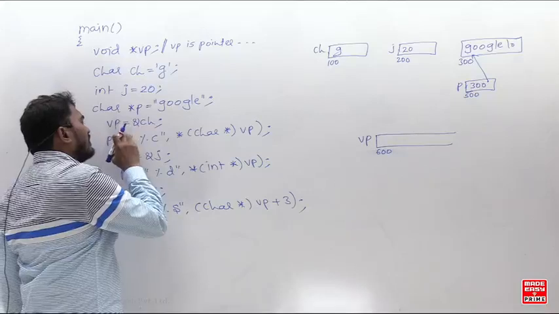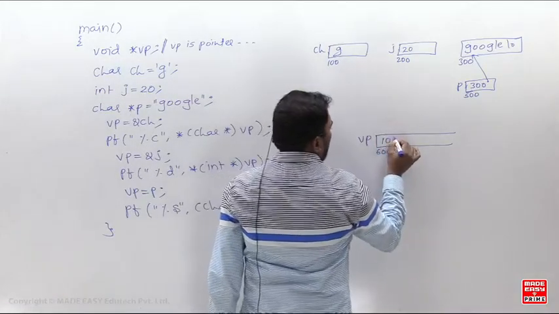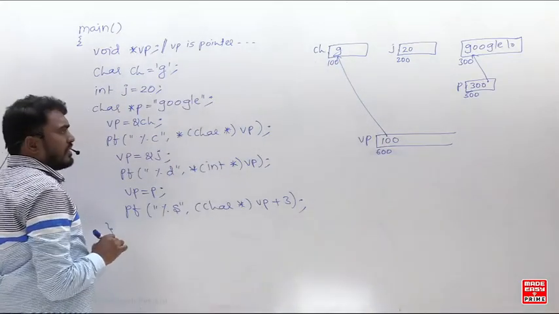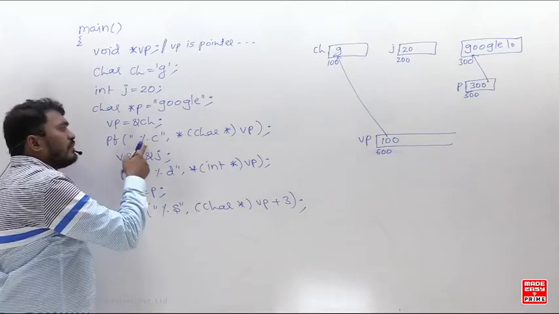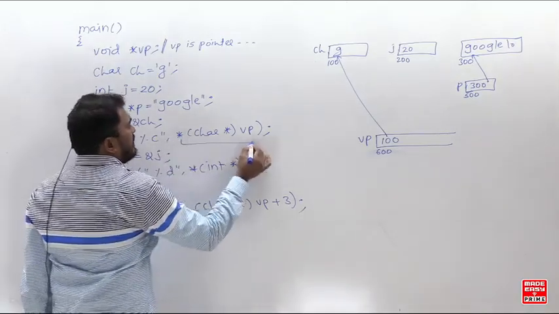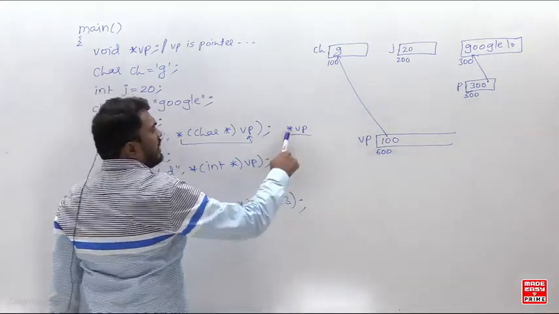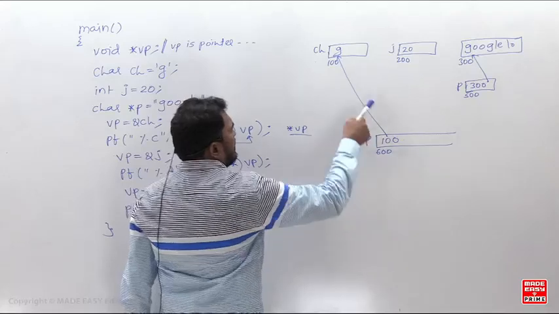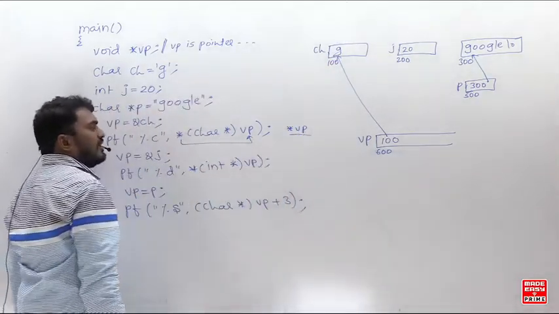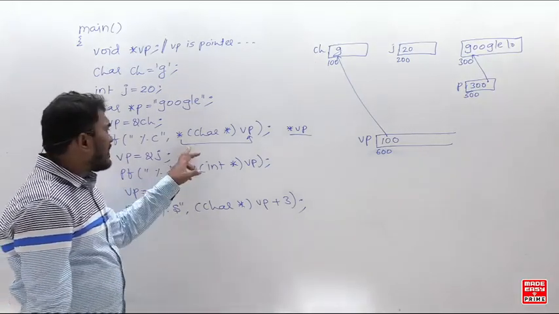So in vp you are storing the address of ch. What is the address of ch here? 100. So when you store 100, it starts pointing to this. But remember, if you want to print that through the void pointer, look here. If I simply give star vp, what does it mean? Value at the location vp, value at the location 100. So that is G. But remember, without typecasting, if you do that, it will give you an error.